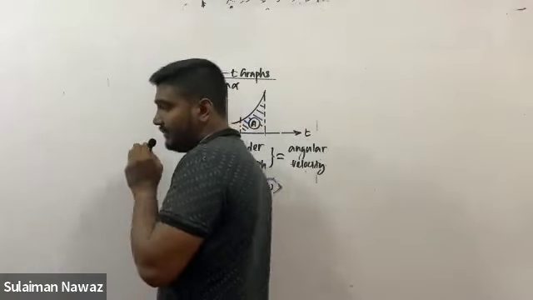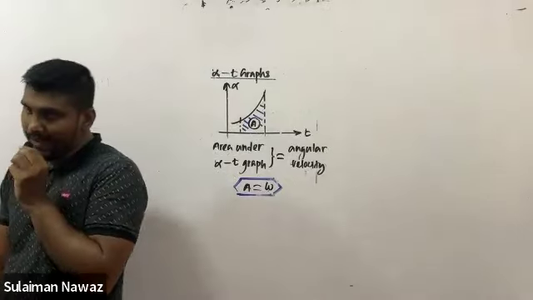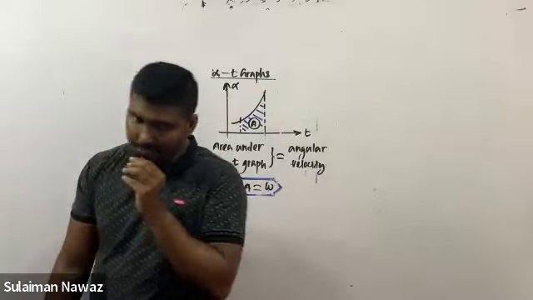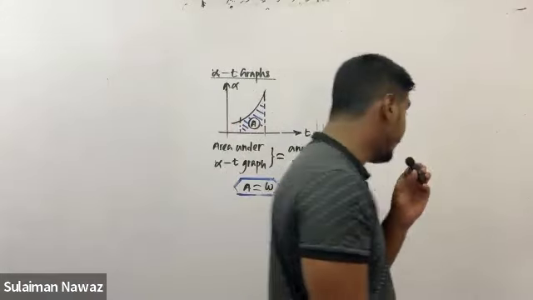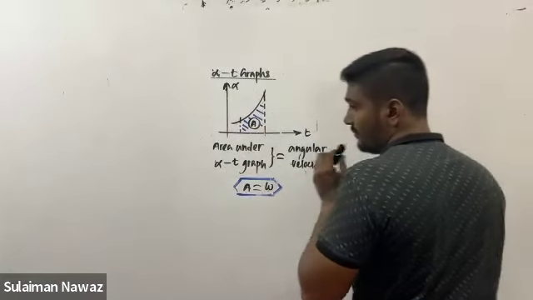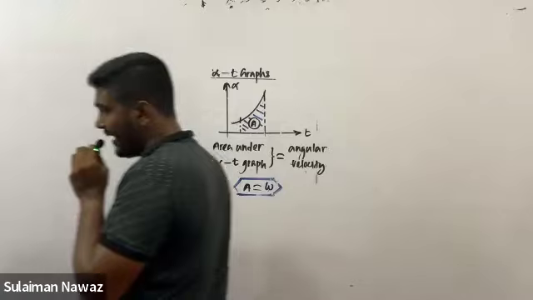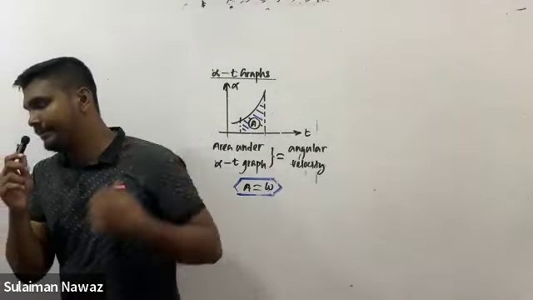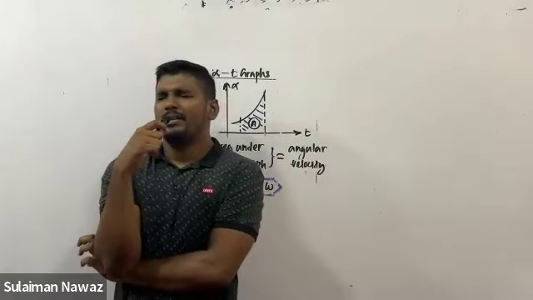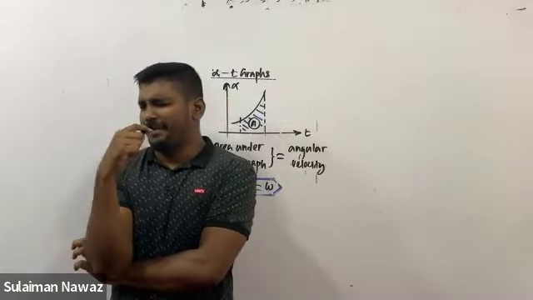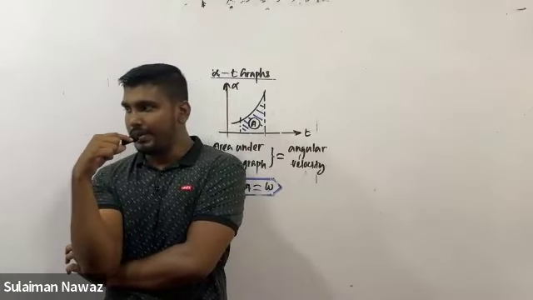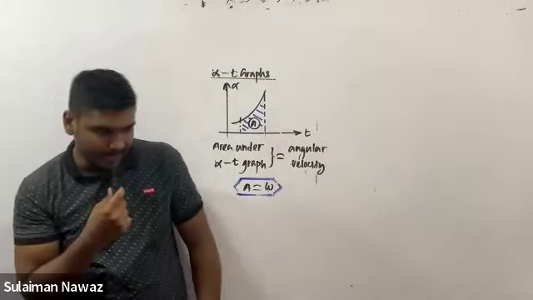Red color and white on a point: the area under the angular acceleration-time graph represents angular velocity.